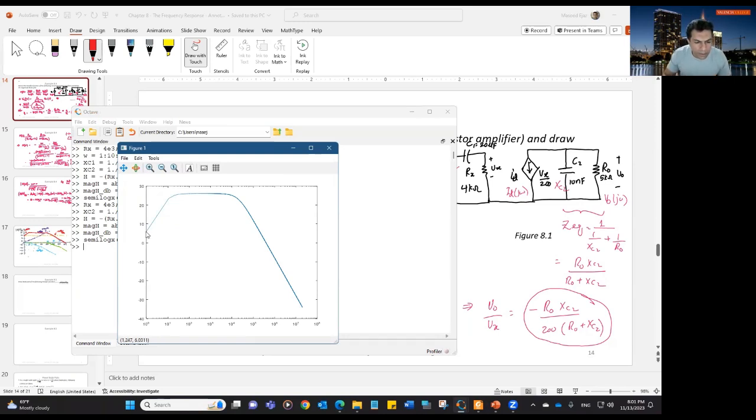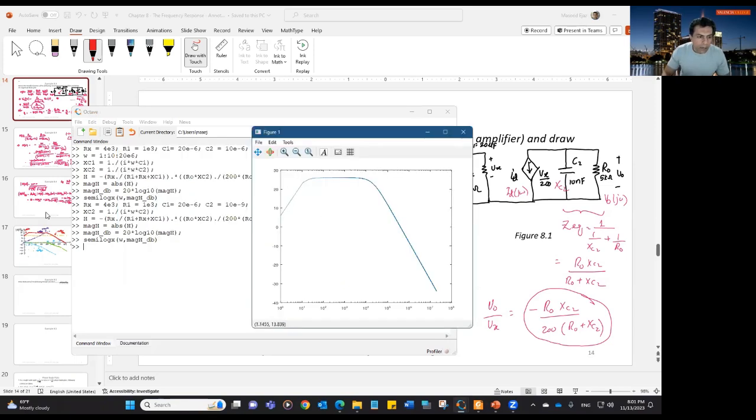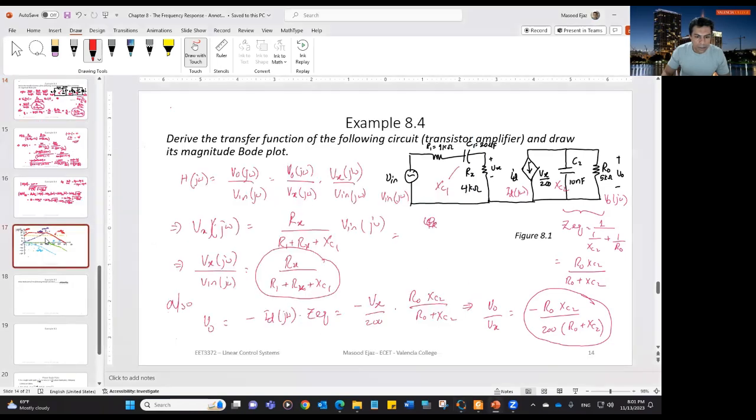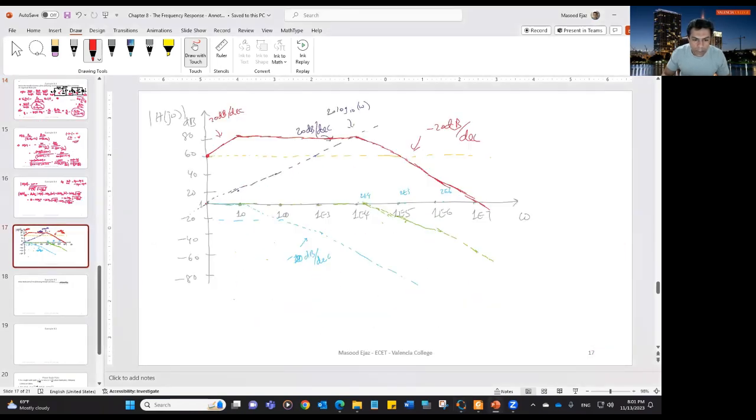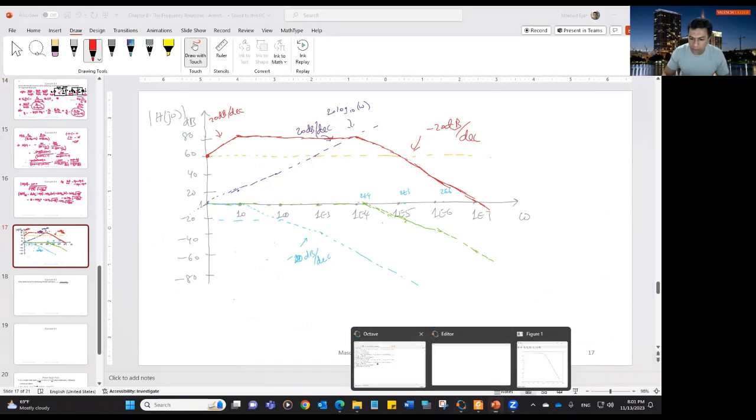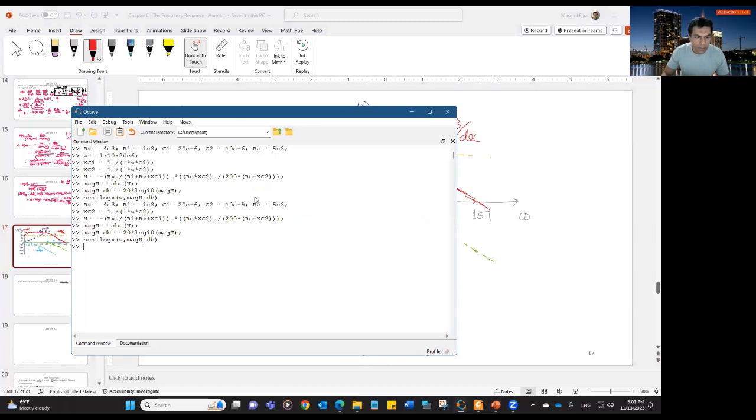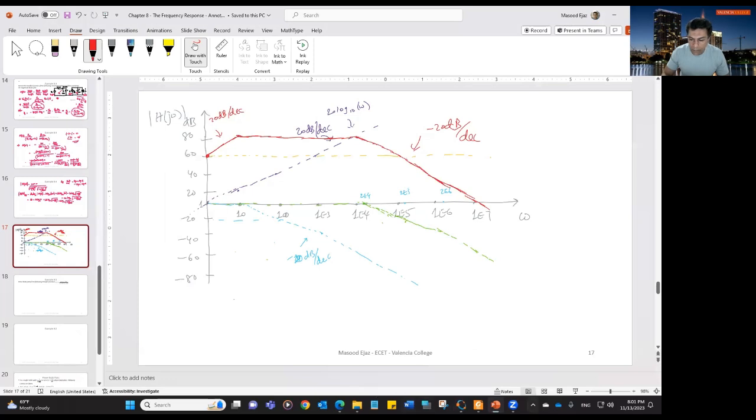But still, the value is not 60 decibel for some reason. I have to see why. Maybe we made a mistake somewhere when we were doing calculations. Okay. So we are starting at 1, right? Let me see where we are starting. Yeah, we are starting at 1 and 10. So that should give 60 decibel.